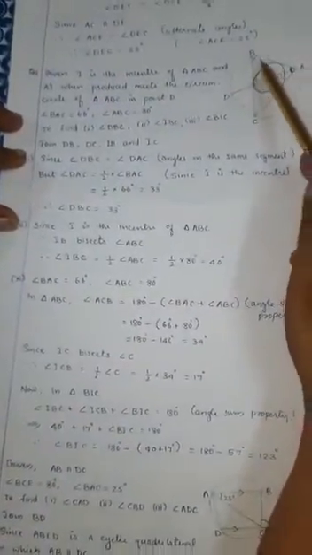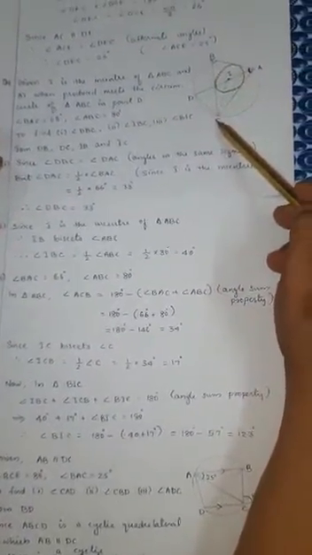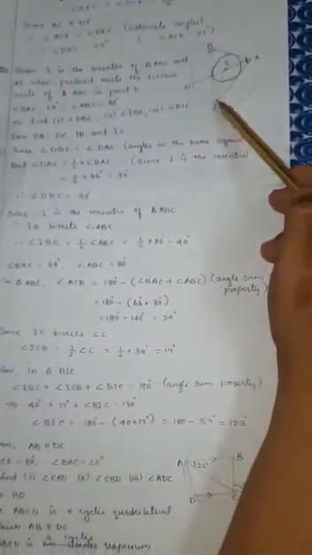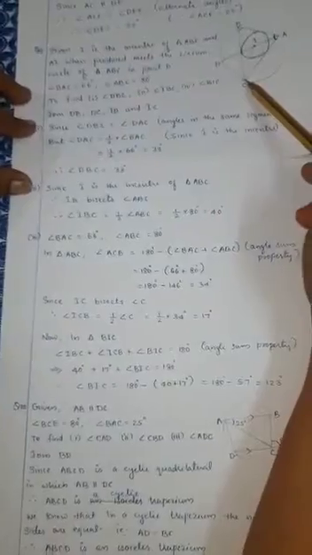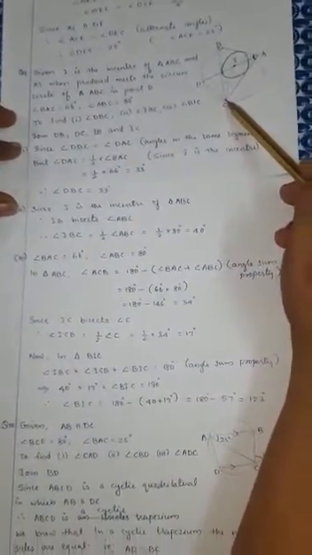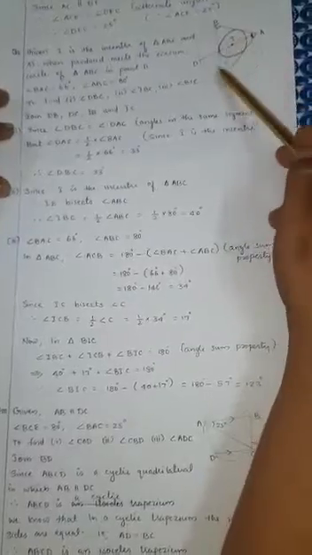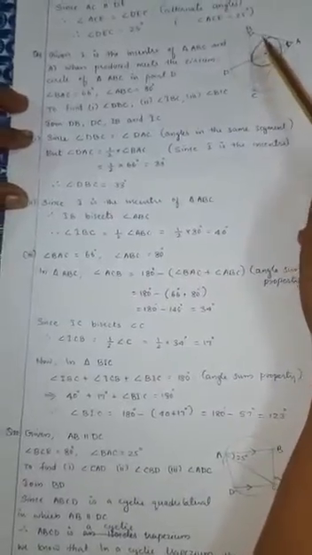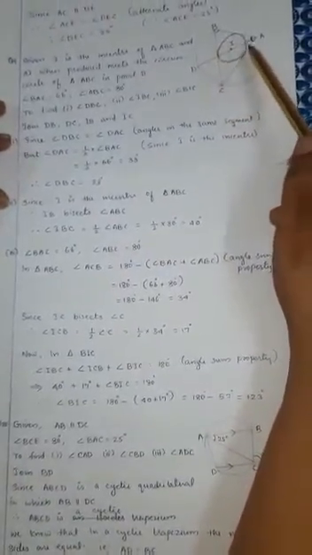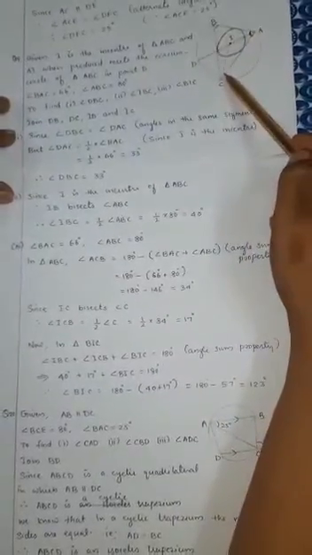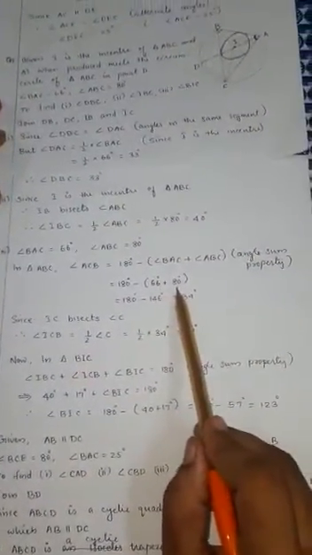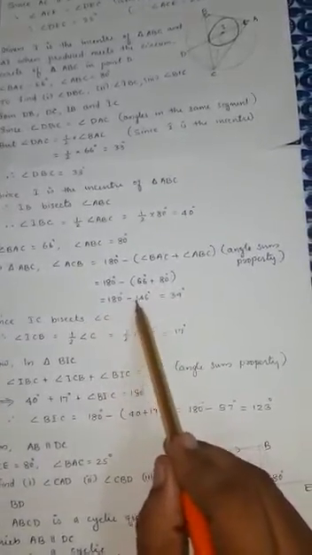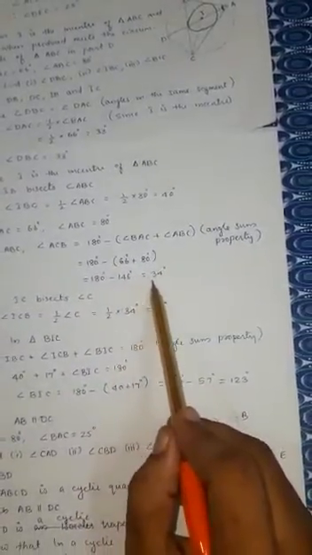Angle BAC equal to 66 degree. Angle ABC equal to 80 degree. In triangle ABC, angle ACB is equal to 180 degree minus angle BAC plus angle ABC equal to 180 degree minus 66 degree plus 80 degree equal to 180 degree minus 146 degree equal to 34 degree.